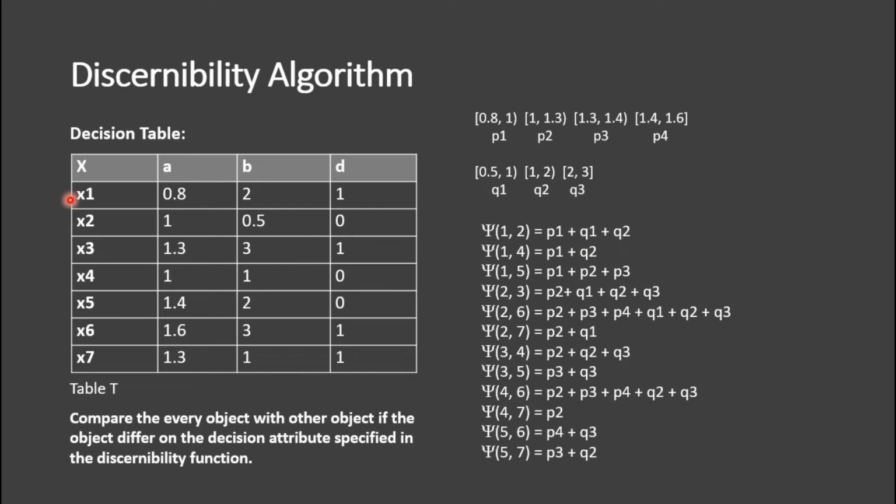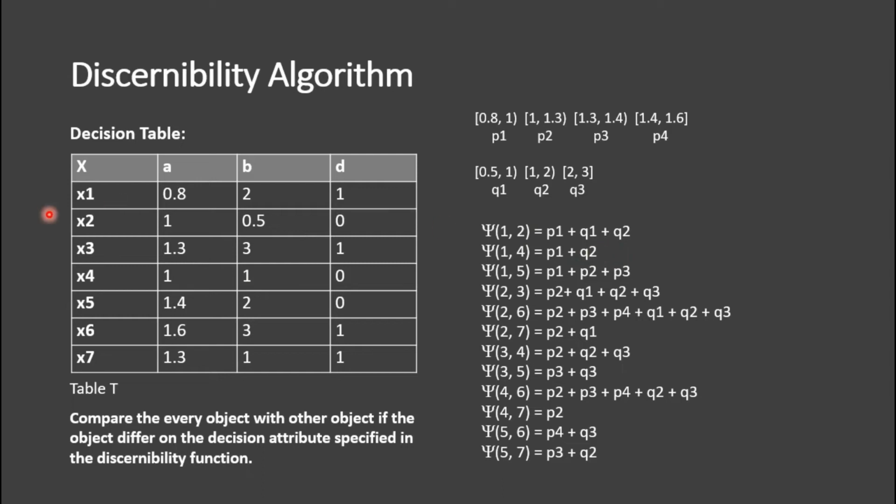Now as we move from x1 and x2 to x1 and x3, we see that the decision has 1 for both of them, so we skip that one and move to x1 and x4. We compare the decision. It is 1 and 0, so we can continue with x1 and x4. Here the range for A is 0.8 to 1, which is p1, and the range for B is 1 to 2, so that is q2.